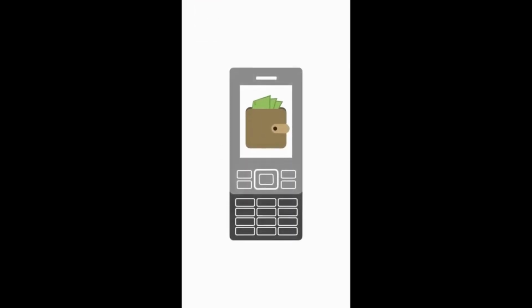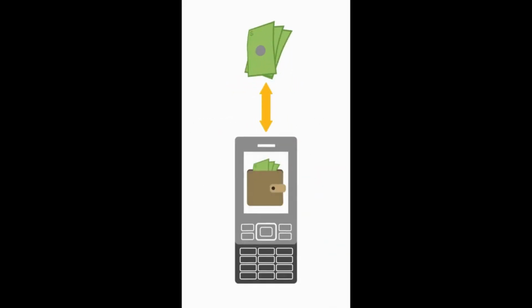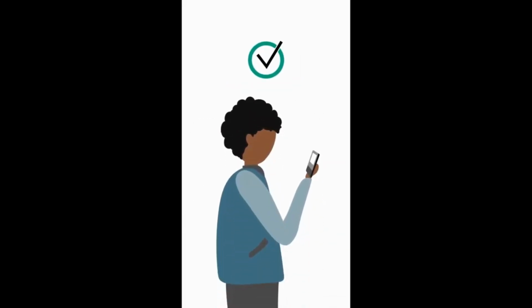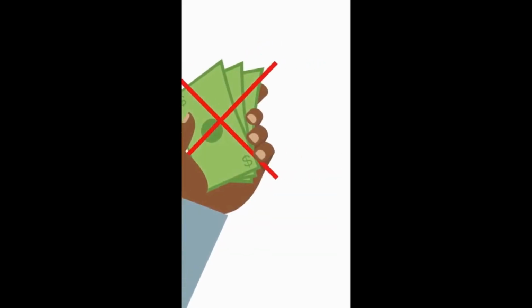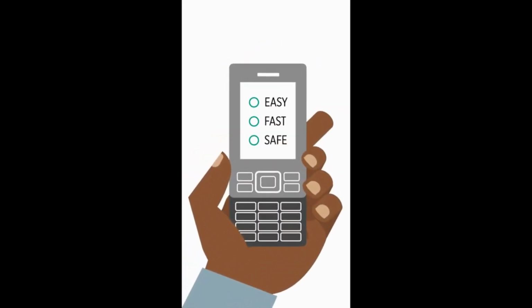A mobile money account is like having a wallet on your phone. With mobile money, you can send and receive money from people and make payments just using your phone without having a bank account. Unlike with cash, you do not have to carry money around if you want to pay for things. This means that it's easier, faster, and safer.